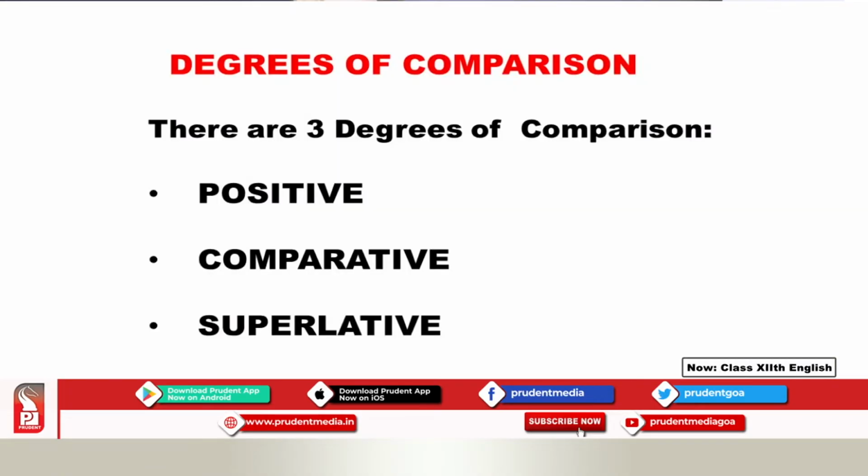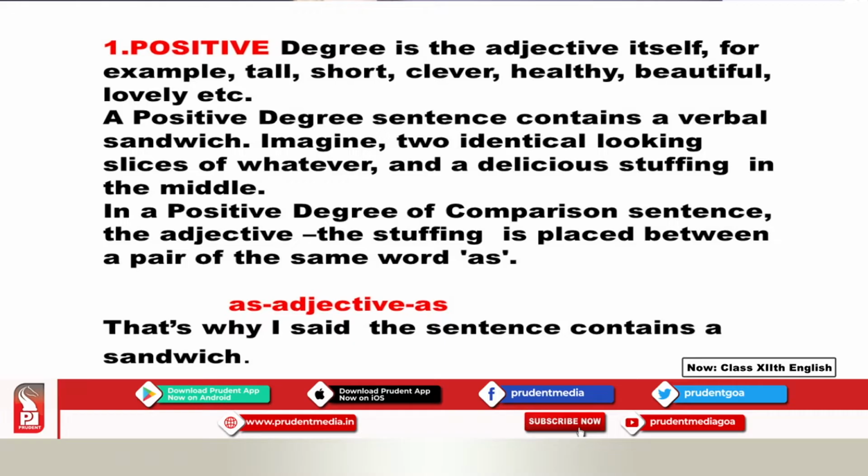Let us start with degrees of comparison. There are 3 degrees of comparison: positive, comparative and superlative. Let's start with the positive degree. This degree is the adjective itself. For example, you can take any adjective: tall, short, clever, healthy, beautiful, lovely, etc.